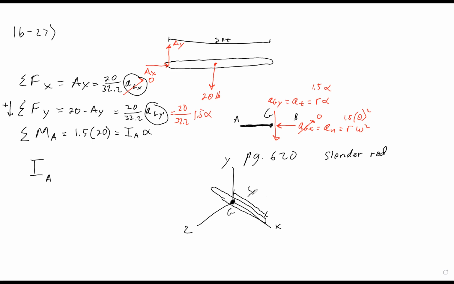But they have L over 2 on one side and L over 2 on the other. All right, so that is the diagram. Then they give us some terms. So they say I sub x is equal to 0. And then they say I sub y is equal to I sub z, which is equal to 1/2 ml squared.